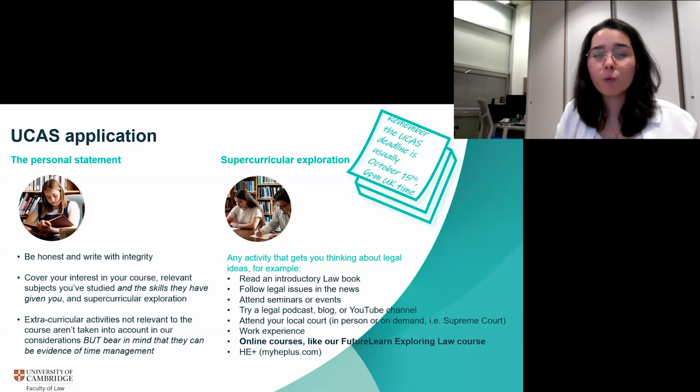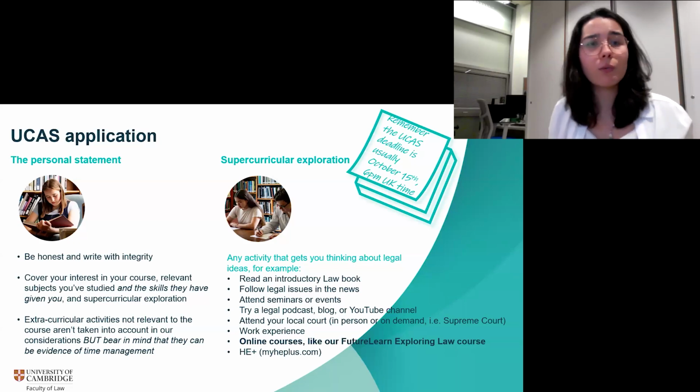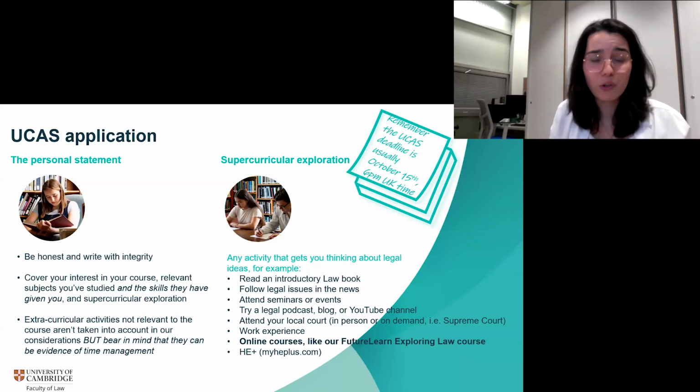But in the personal statement, we want you to be honest. As I said before, there's no typical Cambridge student. So we genuinely want to see, why are you interested in law? What are you finding fascinating about this subject? What subjects have you studied at school that are relevant? And what skills have they given you that are relevant to law? How have they prepared you, basically? And also supercurricular exploration. I'll talk about that separately in a minute.